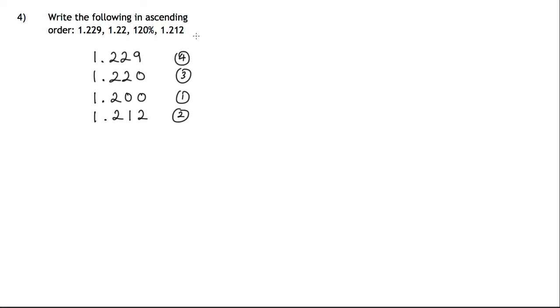Now when writing those in ascending order, we must refer back to this original list and write these numbers in ascending order. So the first one came from 1.2, that was the percentage. So we have 120%, that's the first one. The second one was 1.212. The third one was this one here, 1.22. And the last one, 1.229.